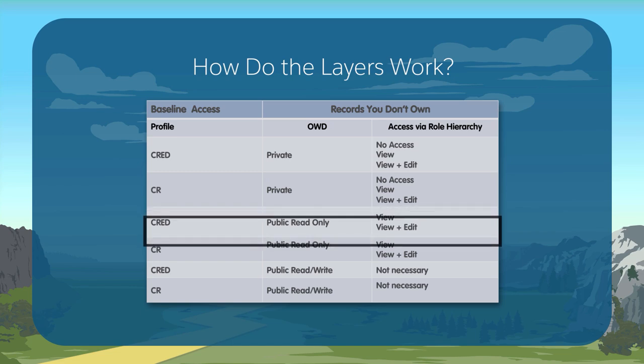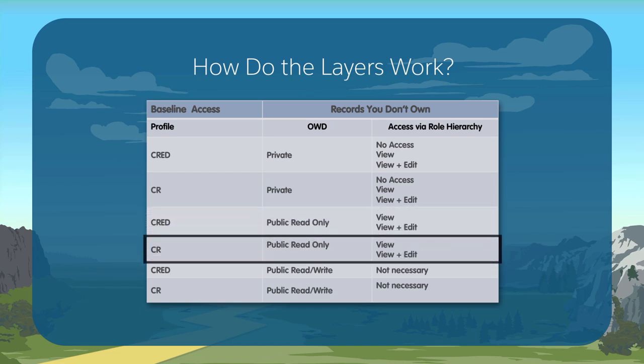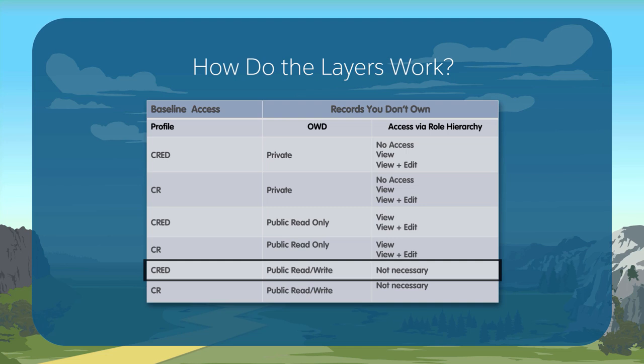If we change Alan's profile to grant only create and read access and leave the org-wide defaults the same, then he has read-only access to opportunities. The org-wide defaults and the role hierarchy cannot grant him edit access. The View and Edit option is available but doesn't apply to Alan, since he doesn't have edit permissions on his profile. If Alan's profile grants full CRUD and the org-wide defaults are set to public read-write, then the role hierarchy here is not necessary. Alan already has access to all opportunities through his profile and the org-wide defaults.